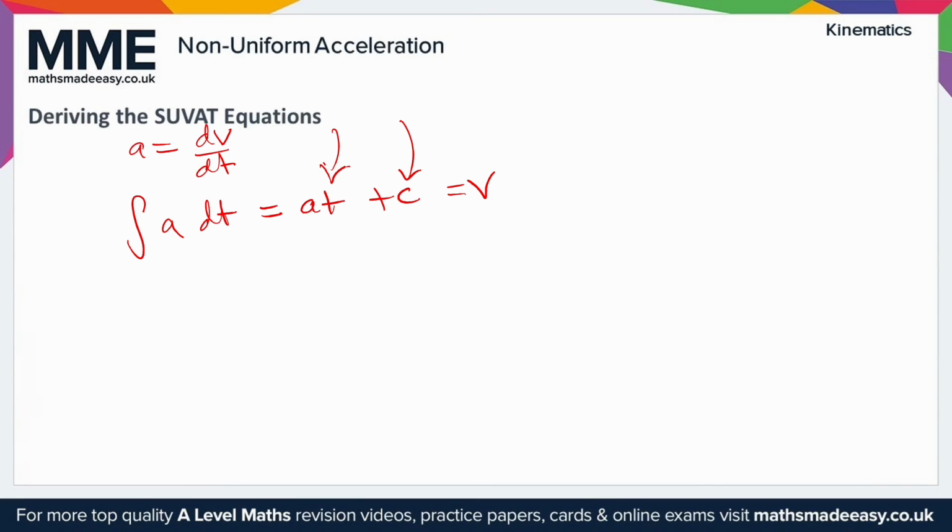Similarly, we could also use this to find one of our Suvat equations. So we could use it to find v equals u plus at. So we could use the fact that when t equals 0, what would c have to be? Well, c would have to be our initial velocity, wouldn't it? So we end up with v equals u plus at.